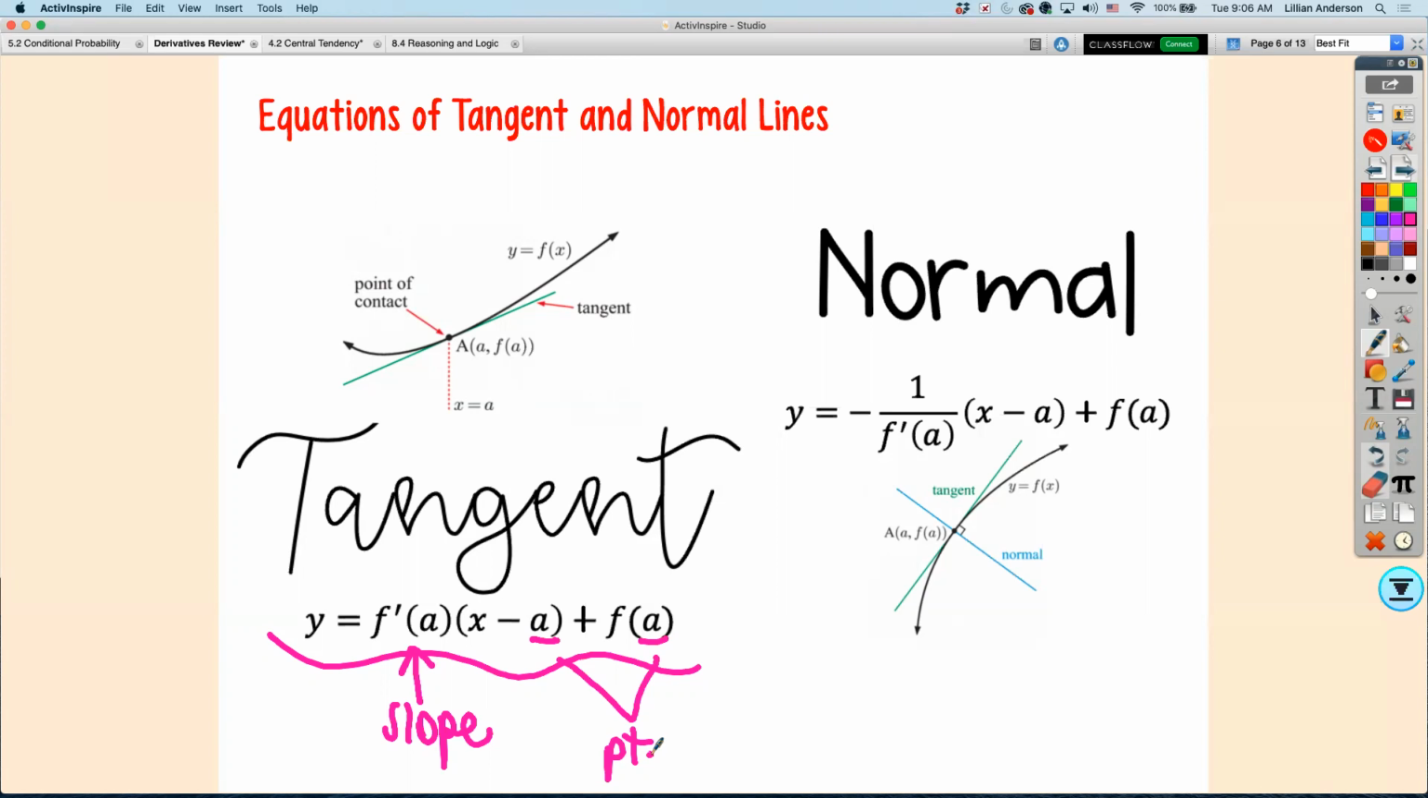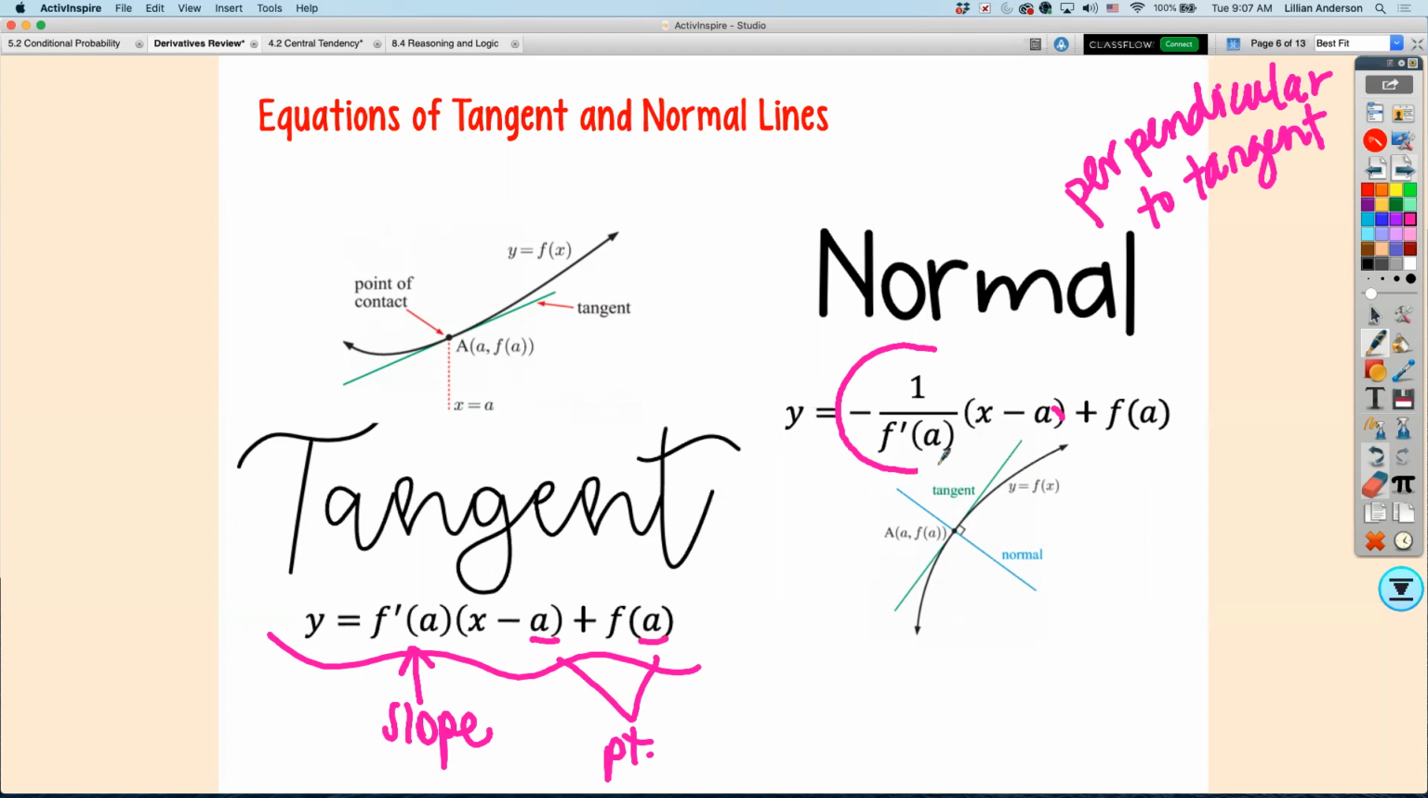Remember, normal is perpendicular to the tangent. That's why the gradient here in the formula is flipped and the sign is different. Because remember, perpendicular lines have slopes that are opposite reciprocals of each other. So if the slope of the tangent line was 3, what would be the slope of the normal line? Negative 1/3. Unfortunately, you can't get straight to the normal slope. You have to find the tangent first, and then you can take the opposite reciprocal to get the normal.